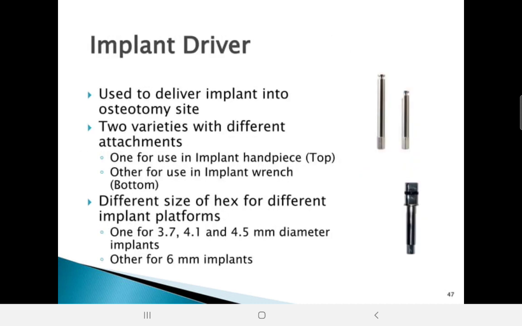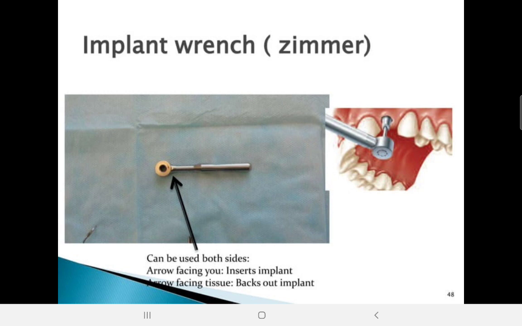Next we have implant drivers. They are used to deliver implant into the osteotomy site. The implant drivers can be attached to the handpiece or it can be used mechanically using the torque wrench. So the hex is basically an implant driver. It is known as hex because the cross section is hexagonal. There are different sizes of hex for different implant platforms. So this is how an implant wrench looks like.